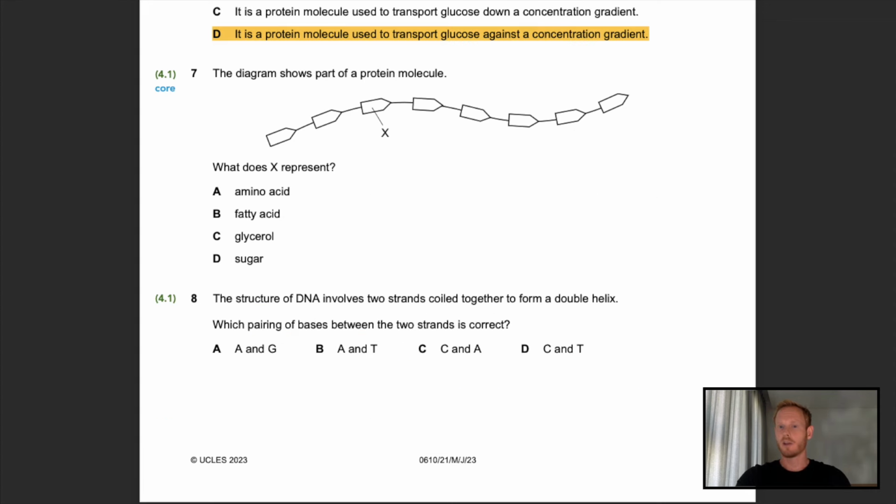Number 7. The diagram shows part of a protein molecule. What does X represent? So proteins are made of long chains of repeating subunits called amino acids. So the correct answer for this one is A.